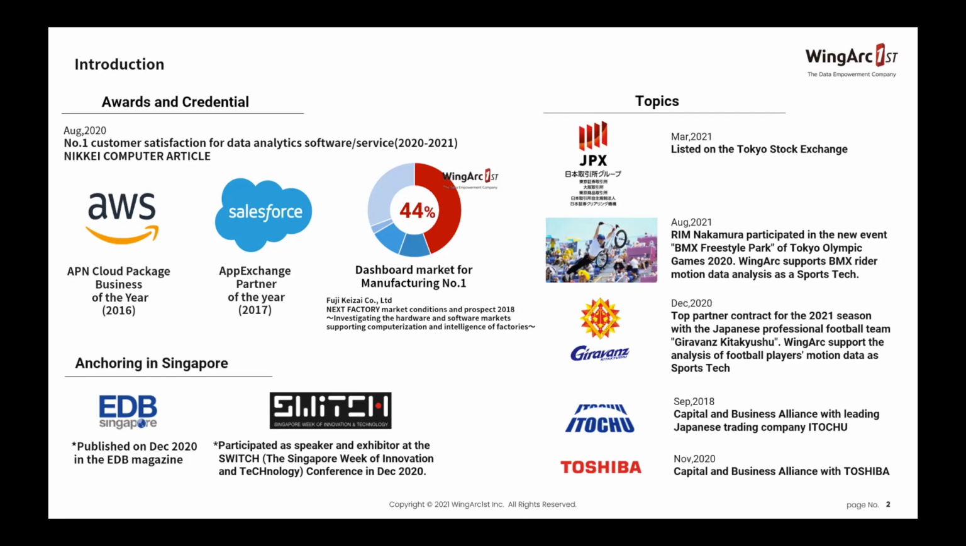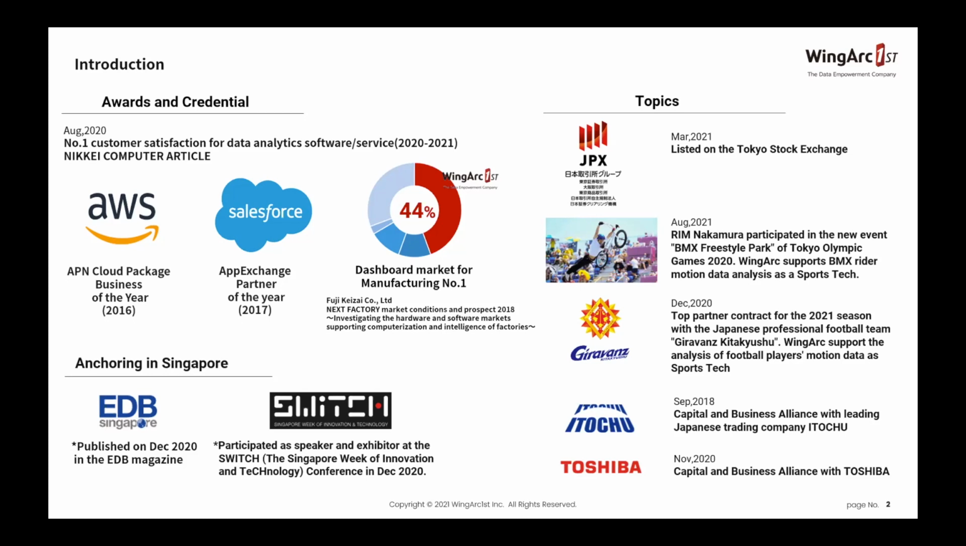We have formed a capital and business alliance with Itochu, a major Japanese trading company, and Toshiba, which is famous for the manufacturing industry. Recently, we are also working to support data analysis in the field of sports, developing sports technology that ranges from mental coaching to training solutions for soccer and extreme sports. We are always on the lookout to venture into new frontiers.